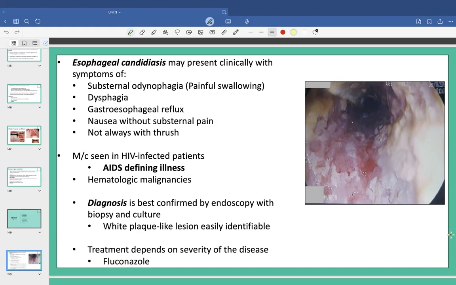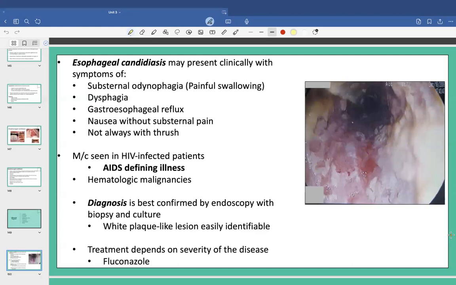You could also have a hematologic malignancy like leukemia or lymphoma. Most of the time, you're not going to see this in your office. These patients are complaining of these symptoms, and you're treating them like it's GERD, but you're probably not going to be able to make that diagnosis. These patients are going to have to be referred, because the diagnosis is confirmed by endoscopy with biopsy and culture.